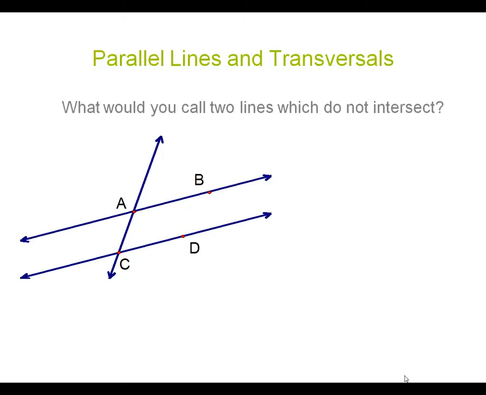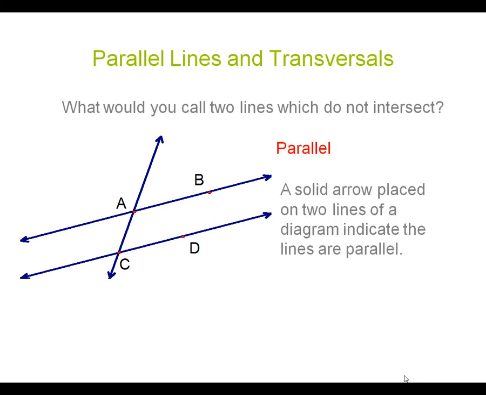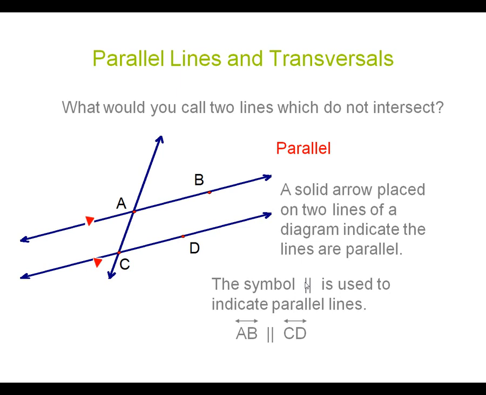So first off, let's talk about parallel lines. What would you call two lines which do not intersect? Well, obviously they are parallel lines. A solid arrow placed on two lines of a diagram indicates the lines are parallel. Sometimes it may not say that the lines are parallel, but it will show you with those two arrows. The symbol with the two lines next to each other is used to indicate parallel lines. So what I can say is that line AB is parallel to line CD.